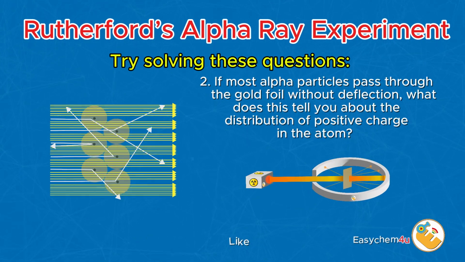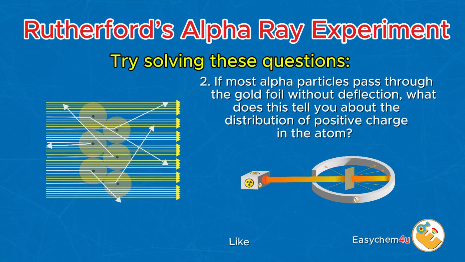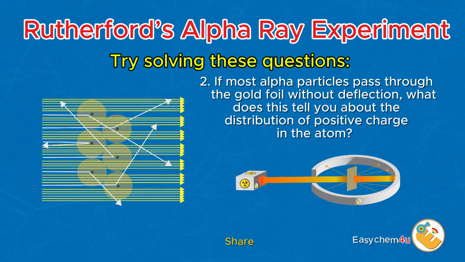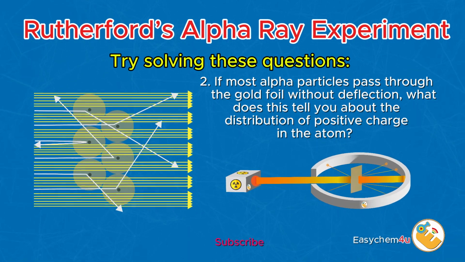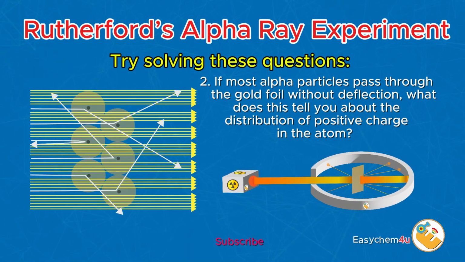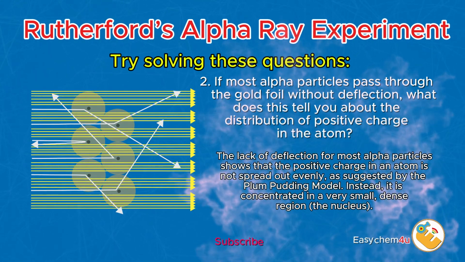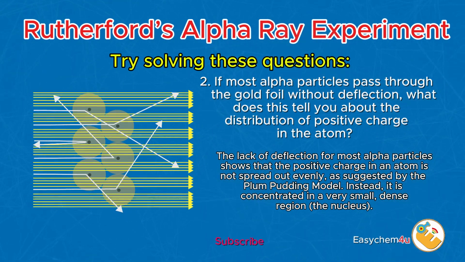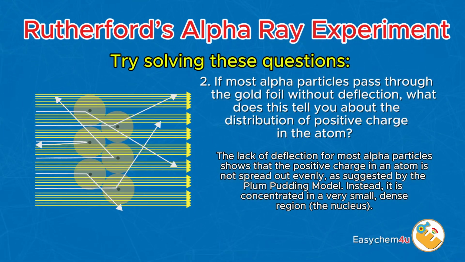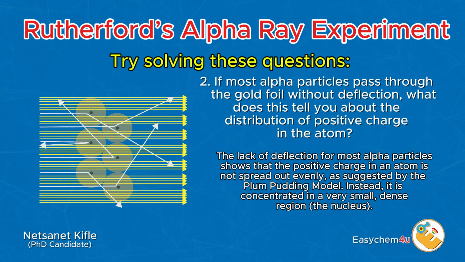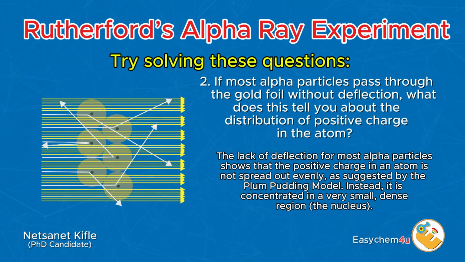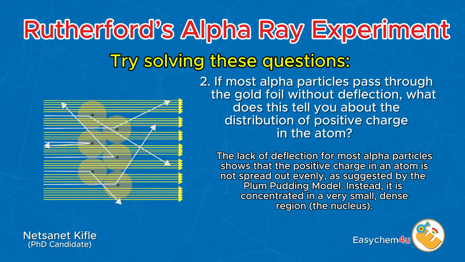If most alpha particles pass through the gold foil without deflection, what does this tell you about the distribution of positive charge in the atom? The lack of deflection for most alpha particles shows that the positive charge in an atom is not spread out evenly, as suggested by the plum pudding model. Instead, it is concentrated in a very small, dense region, the nucleus.